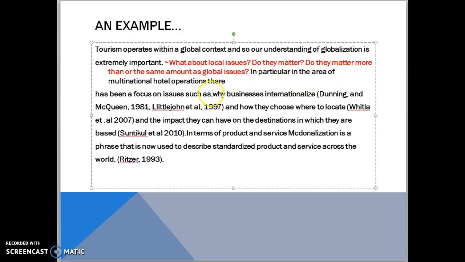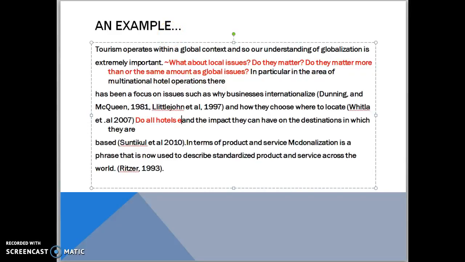So let's look now at multinational hotels, which they deal with here in quite good detail. They're telling me about the literature and the key areas that the literature looks at. But then I start to think about, well, do all hotels, let me just put this in red so that you can see it, do all hotels expand? And we know the answer to that is no. So why not? What makes some hotels more likely to internationalize than others?